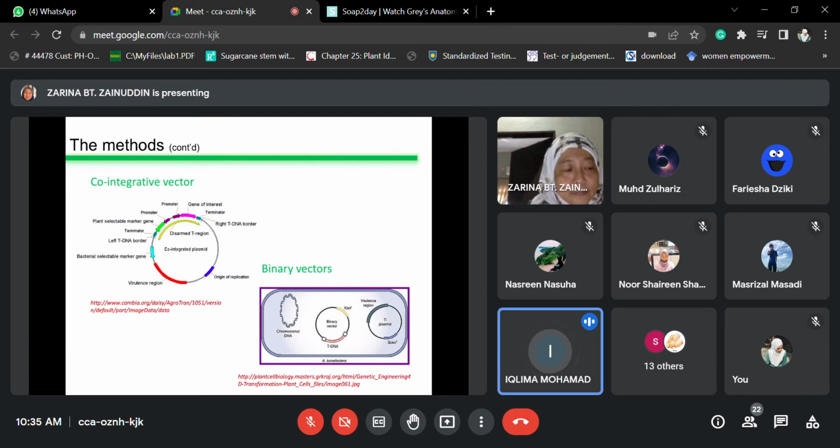Lepas tu agrobacterium tu sebagai dia punya medium kan. Lepas tu plasmid tu kita nak masukkan dalam agrobacterium kan. So plasmid yang binary vector dengan TI plasmid tu boleh je lah dari sumber yang berlainan. Macam tu boleh ke? Sumber berlainan.